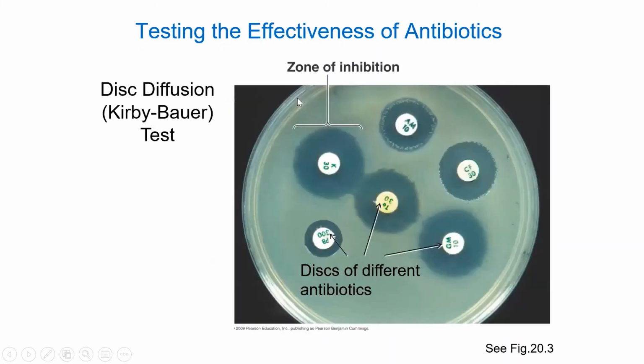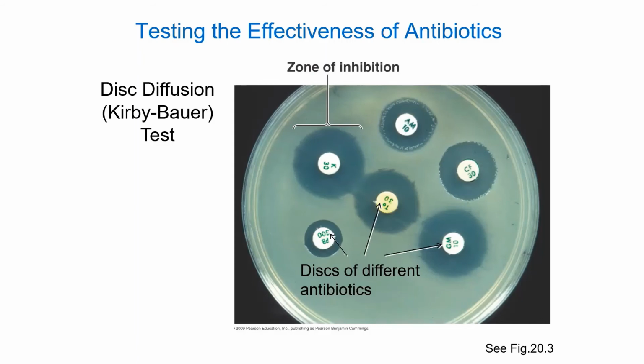Okay, so let's talk about testing antibiotics. We kind of talked about testing disinfectants, and you can do some of the same tests for testing antibiotics. So we can do this disc diffusion assay, also called the Kirby-Bauer test. And you can see it's the same idea with the disinfectants.